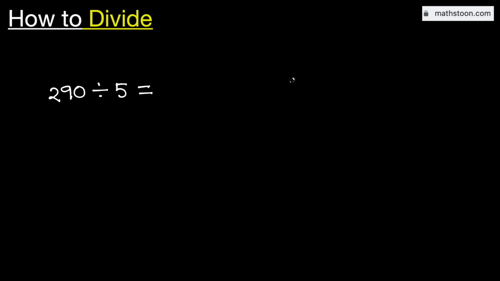In this video, let us learn how to divide the number 290 by 5 using the long division method. See that 2 is less than 5, so we will consider the number 29. We know that 5 times 5 is 25 and this number is closer to 29.